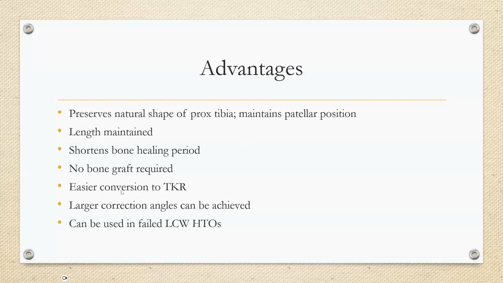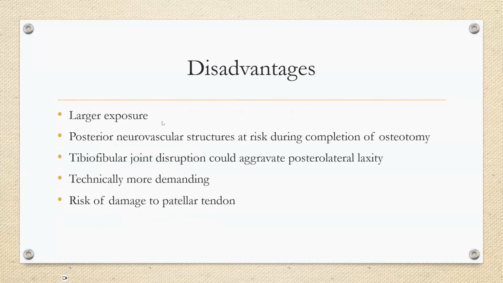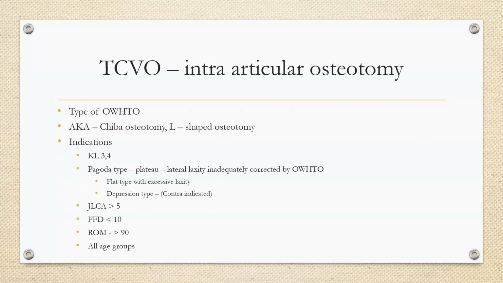Compared to other HTOs, it has an easy conversion to TKR, and as discussed, is primarily indicated for larger correction angles, and can also be used in cases of failed HTOs, particularly failed lateral closing wedge HTOs. Our disadvantages, as discussed: a more morbid procedure requiring larger exposure. While completing the osteotomy, posterior neurovascular structures are at risk. The tibiofemoral joint disruption can theoretically cause increased posterolateral laxity on further loading of the joint. Technically, it is a little more demanding as compared to conventional HTOs, and there is also a risk of damage to the patellar tendon.